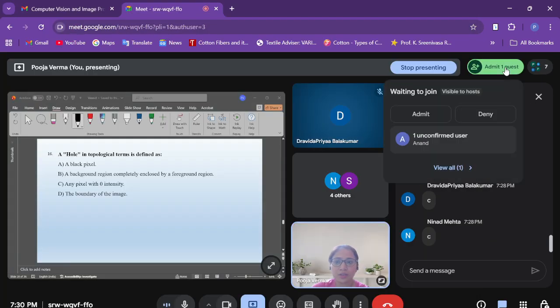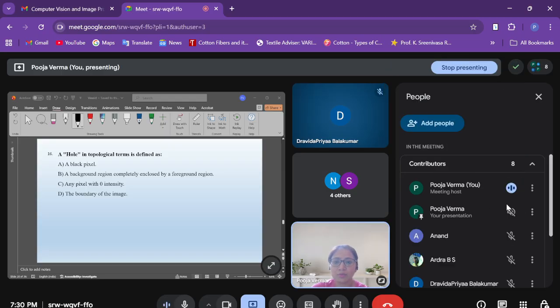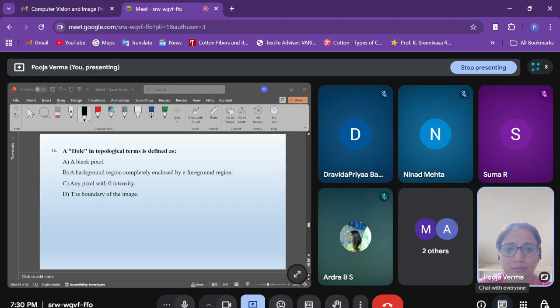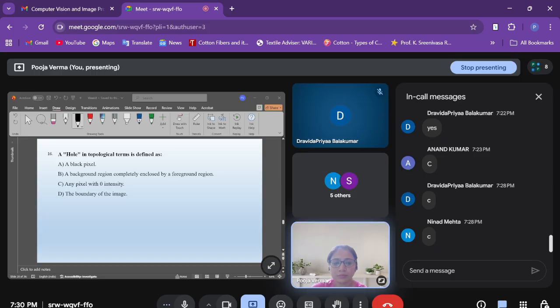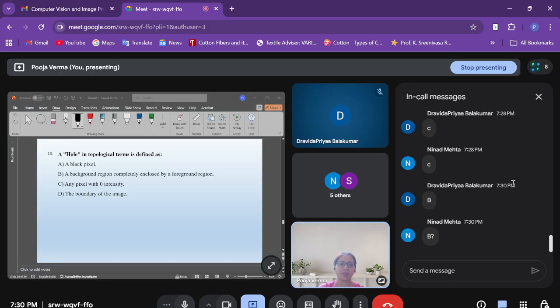So the next question is: a hole in topological terms is defined as, option A, a black pixel, option B, a background region completely enclosed by a foreground region, option C, any pixel with zero intensity on the boundary of the image. Which option can be the correct one? Okay, B. Yeah, that's correct. Option B is the correct one.